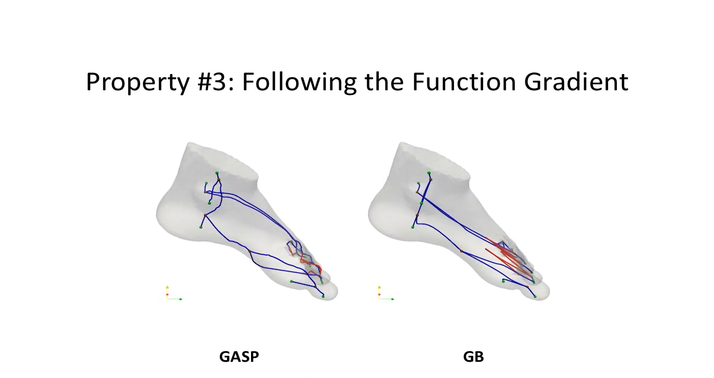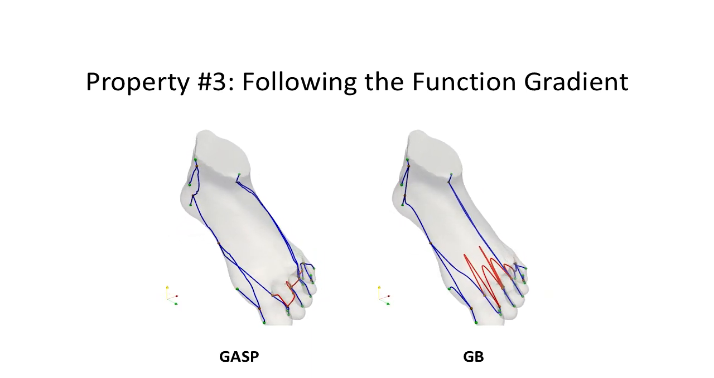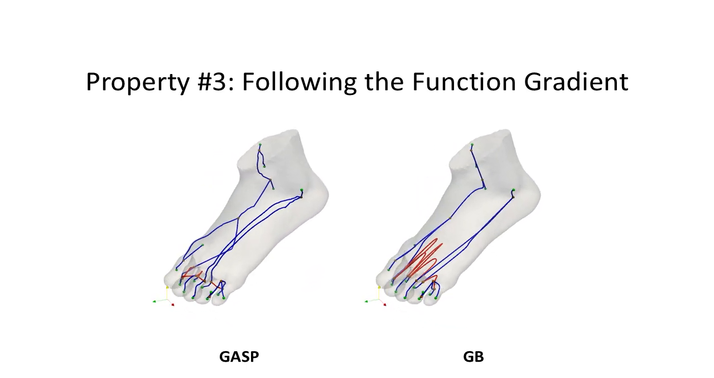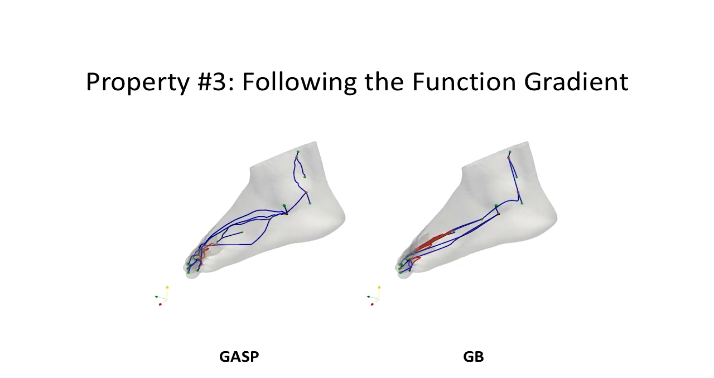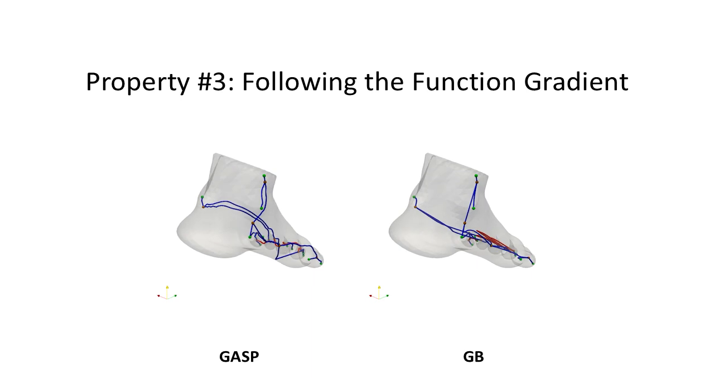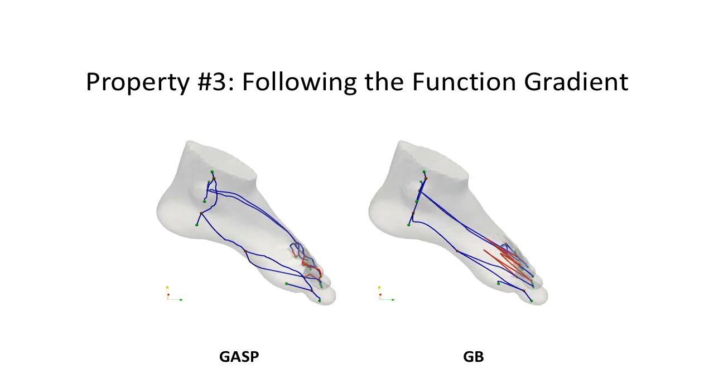In this case, the direction of the function is horizontal. Some of the geometric barycenter algorithm's arcs, highlighted in red, are nearly orthogonal to the gradient. On the other hand, the corresponding highlighted arcs of GASP align well with the function gradient.